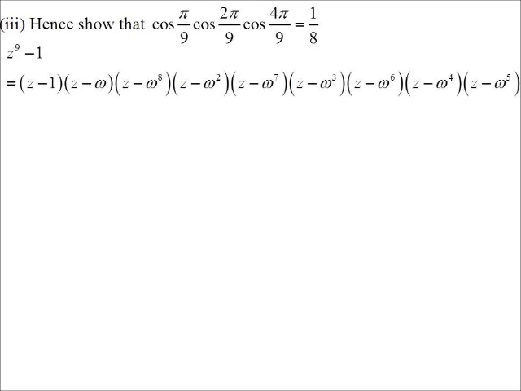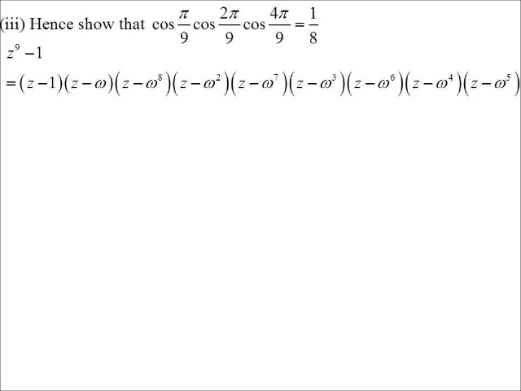Hence show cos pi on 9 times cos 2 pi on 9 times cos 4 pi on 9 is equal to 1/8. This is good. You're going to love this. Okay. z to the power of 9 minus 1. I know it factorizes like so because they're all the roots.